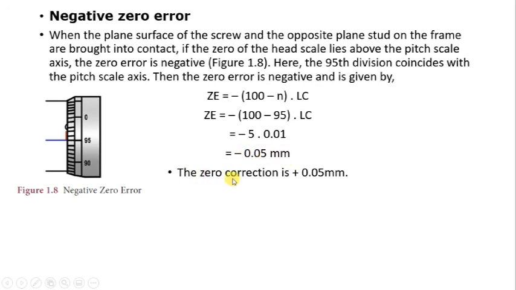Hence the zero correction of negative error, we use positive sign, plus 0.05 millimeter.